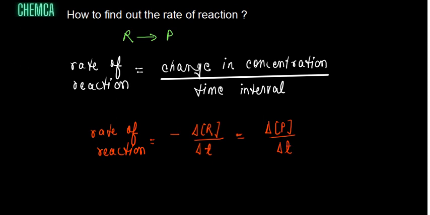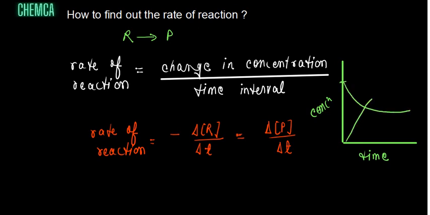Now you may wonder why I have written a negative sign along with the reactant but not with the product. With the reactant, the negative sign is given because reactant concentration decreases with time. So let's draw a graph for this. On the x-axis we'll take time and on the y-axis we'll take concentration. Concentration of reactant was present initially, it will decrease with time, whereas concentration of product will increase with time.